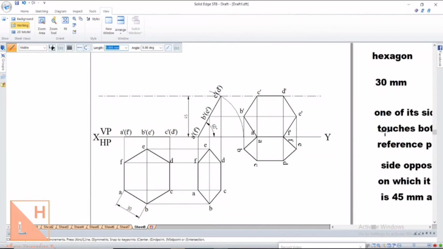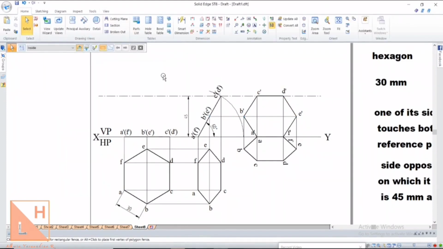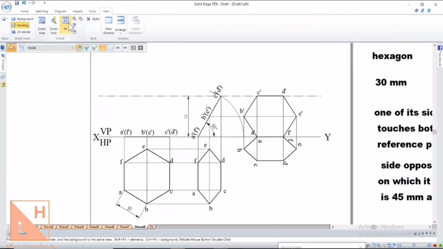In many of the solution books, you will find the same problem for this question. You will find the solution with a side view. The problem can be solved with a side view, or you can draw it in this way as well. Whichever method is convenient and easy for you, you can follow that particular method.